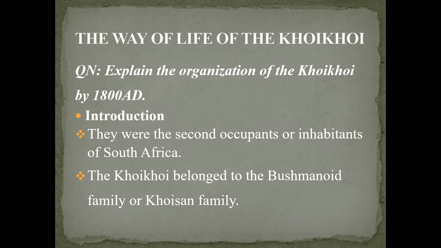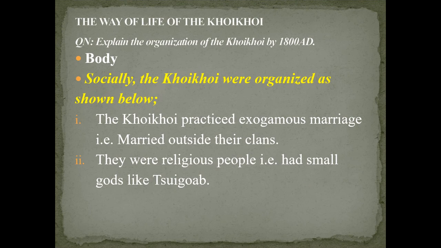Then let us look at the way of life of the Khoikhoi. When you talk about the way of life, it is the organization, how the Khoikhoi were organized. They were either organized socially, politically, or economically. We have a small introduction there about the Khoikhoi, which we have already talked about. They were the second occupants, belonging to the Bushmanoid family or Khoisan family. And then straight away we go to the organization, how they were organized.